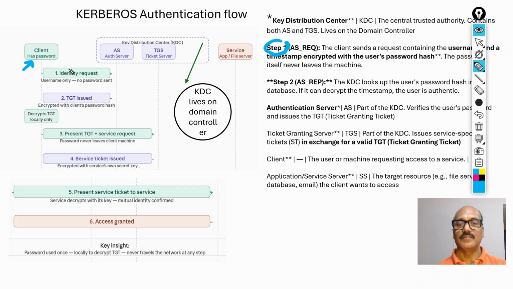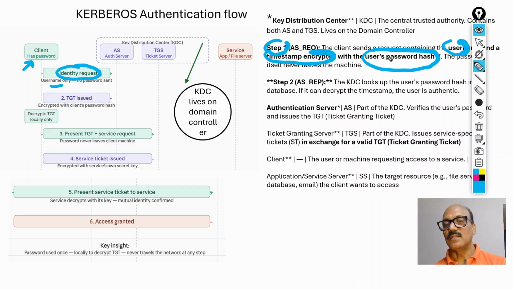Here we have a client. What does client mean? User. It sends its identity request, means it wants to authenticate its identity. The client sends a request containing only the username and a timestamp encrypted with the password. Please focus on these three elements: username, timestamp, encrypted with the user password. Here we are talking about symmetric encryption. In the last video I explained.